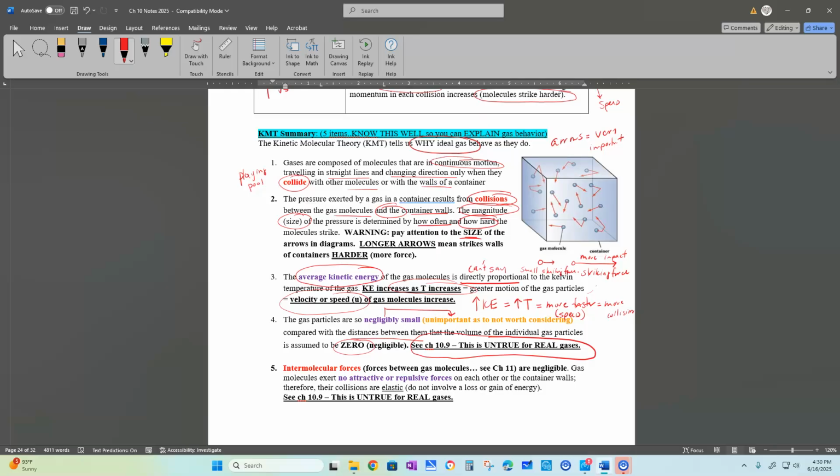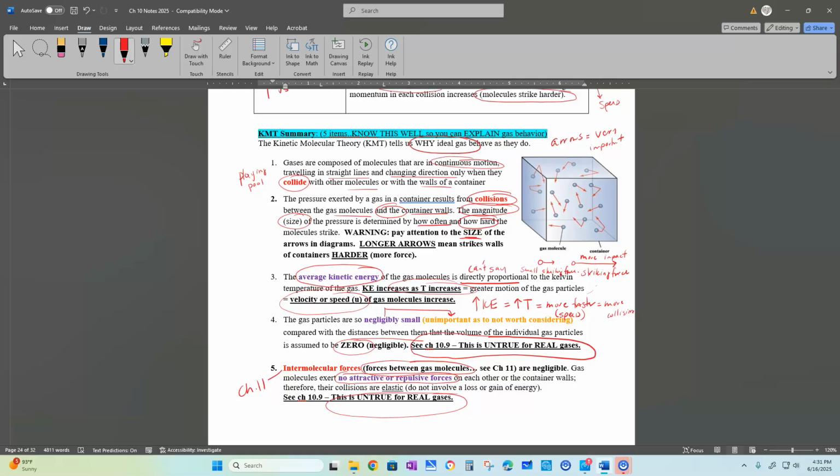Intermolecular forces, you're going to hear me talk about this in chapter 11. Intermolecular forces are the forces between molecules. I didn't say bonding. The forces between are also negligible. The problem is, it's not true for real gases. For ideal gases, great. For real gases, there's actually attraction and repulsion. I never said bonding. Bonding is something different. But some gas molecules are attractive to other gas molecules, where they want to be kind of close, not touching, just close. And some actually repel each other, to where they get farther apart from themselves or the containers.